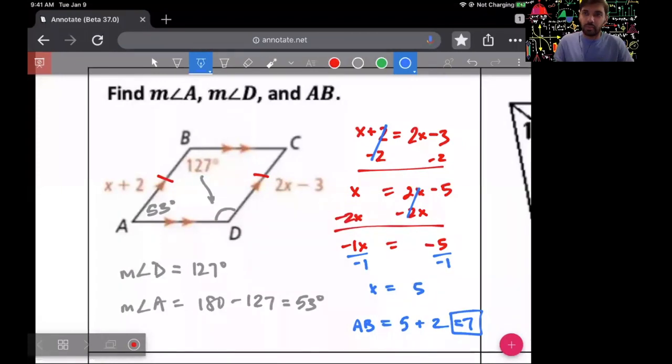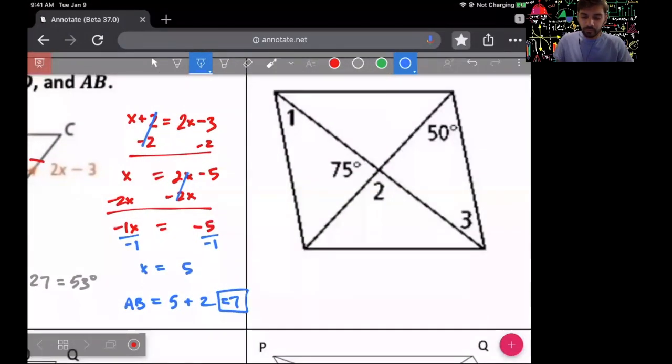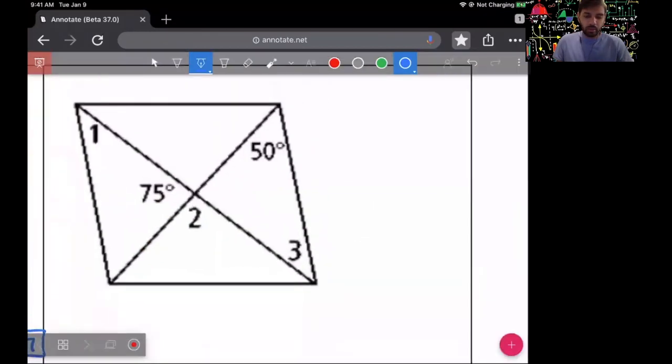And there's the measure of line segment AB. Let's keep going. So here we have this parallelogram. I'm going to mark those guys as parallel. And we have these segments going across through the middle. These are called diagonals. They're going diagonally across from one vertex to the opposite vertex.